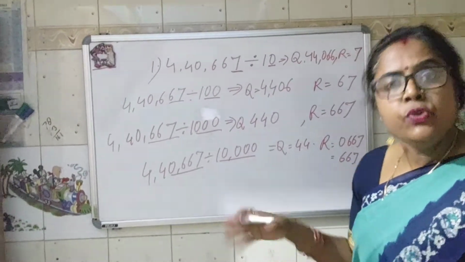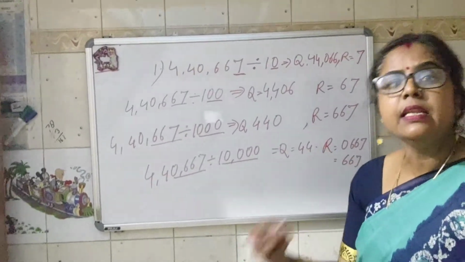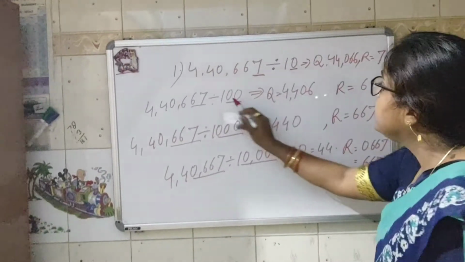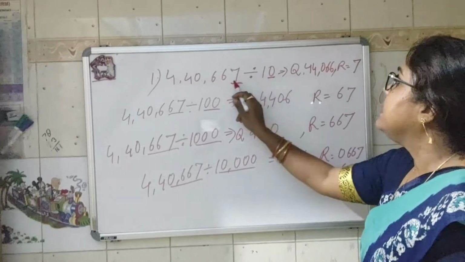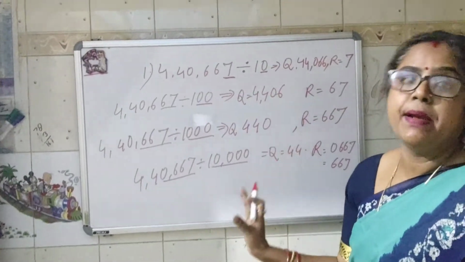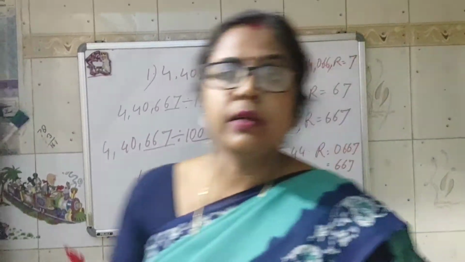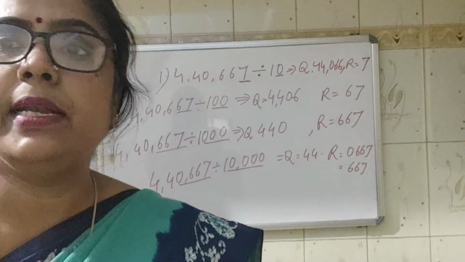So this is clear to you. You can do it mentally also. Whatever the number is, count how many zeros are there in the divisor, and that many digits will be the remainder. Okay, this is the key shortcut. We will do it like this only.